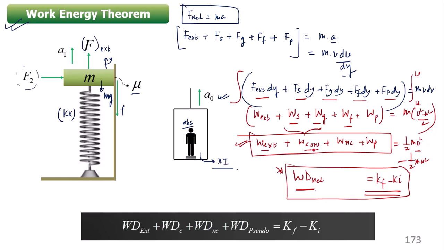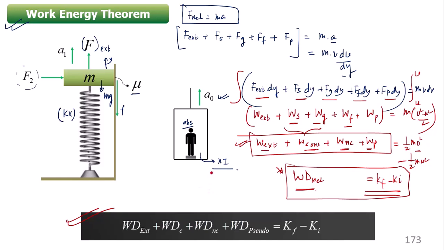So conservative forces are there, and for the conservative force you have to know the work done by it. There may also be a non-conservative force, and there may be a pseudo force also. Taking into consideration all the forces together, we can get the expression for the work energy theorem, and that is known as the final work energy theorem.